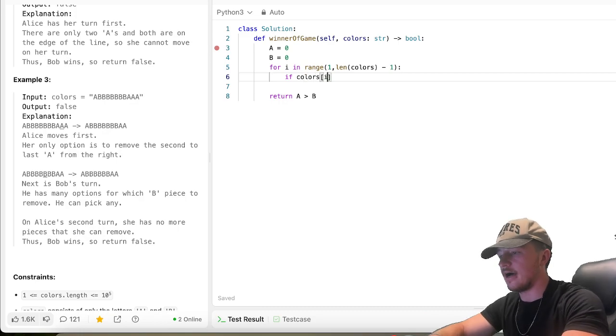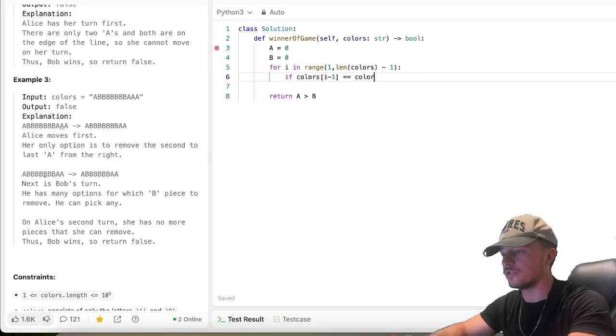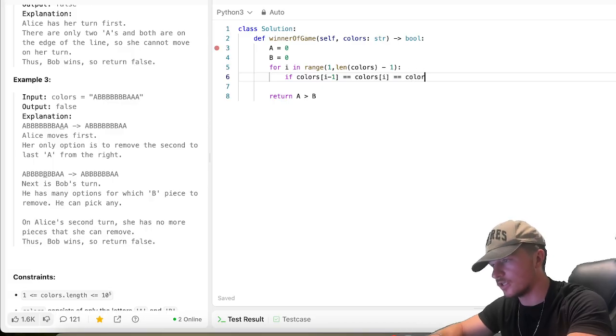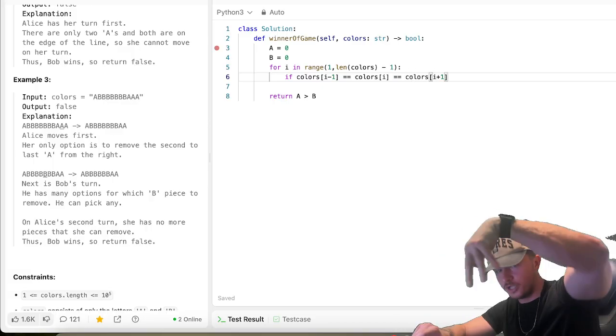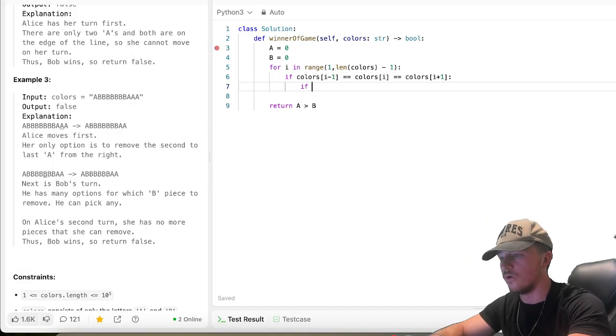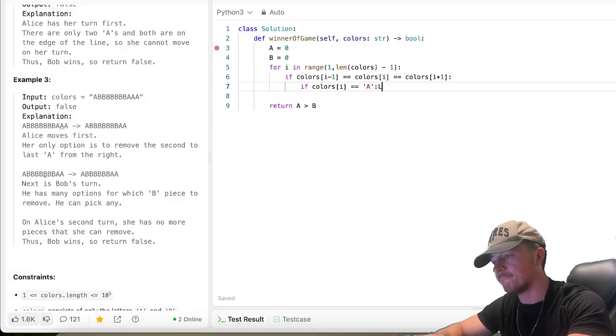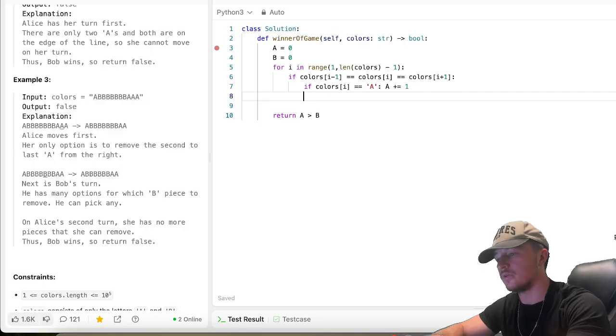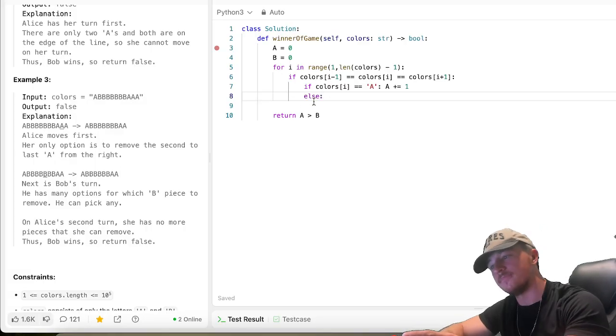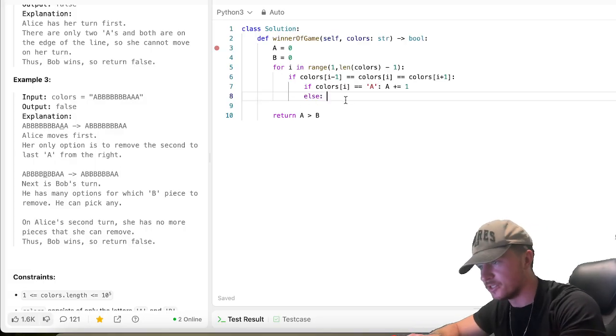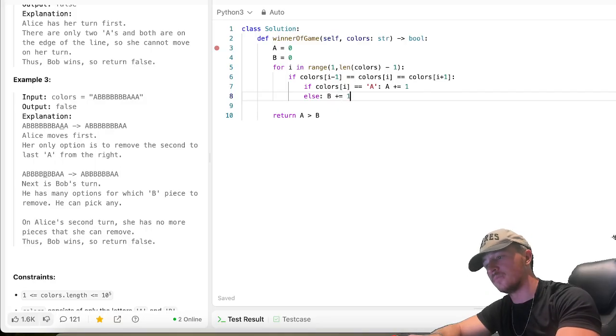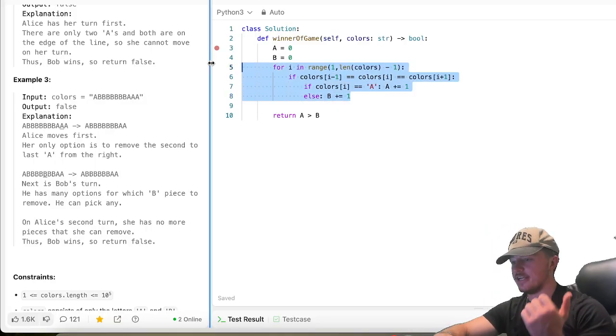colors of i minus 1 equals colors of i equals colors of i plus 1, so if these 3 adjacent elements are equal, well, if colors of i equals A, because they're all equal and they equal A, then that means it's something A can delete. Else they're all equal and it's not A, so the only other thing it could be is B, so B plus equals 1. Now, this is the initial calculation, right?